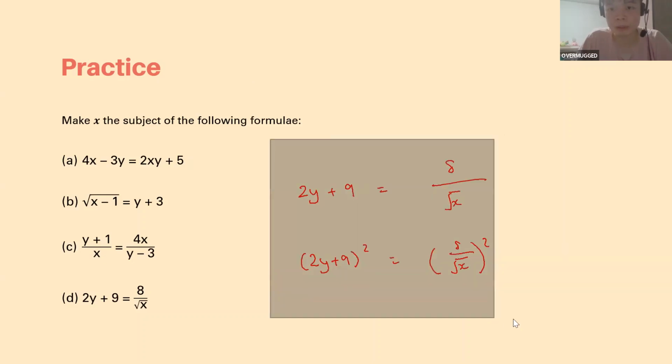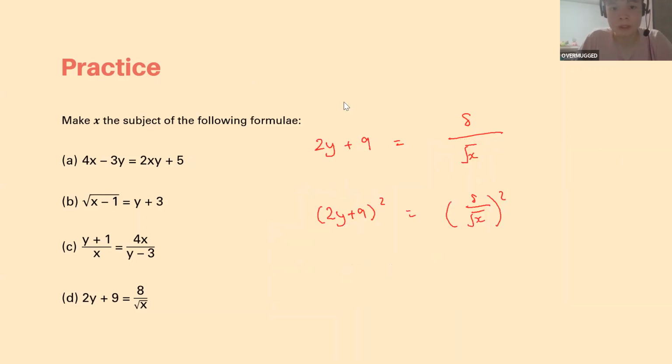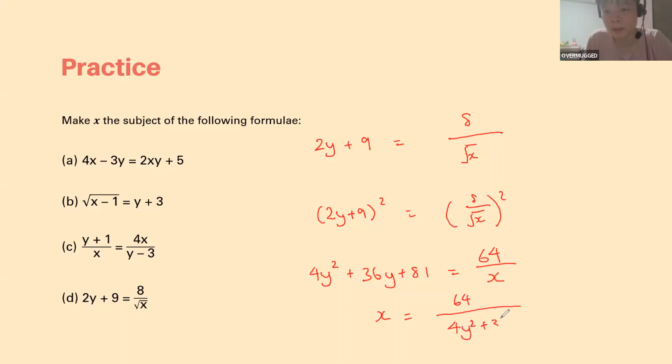Let me move up. And then just do your algebra expansion for y squared plus 2 times 9 plus 2 times 2, 36. When you square this thing, what actually happens is that you expand it. At the top you will get 64, 8 times 8, and then you have your x. You want x to be alone, so you just swap places. x equals 64 over 4y squared plus 36y plus 81.